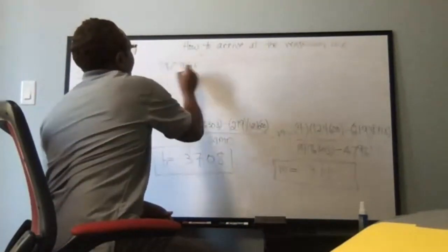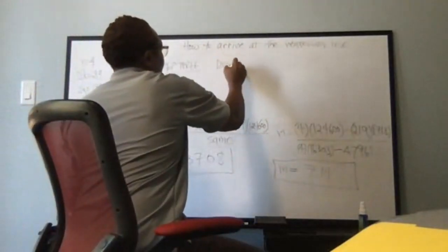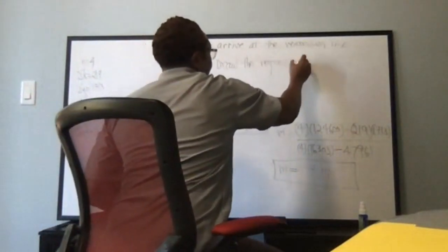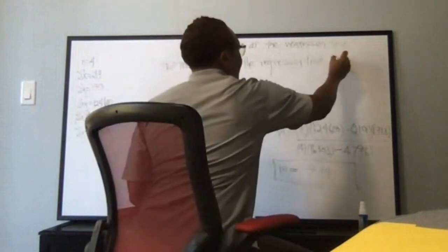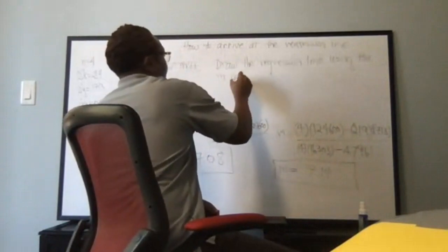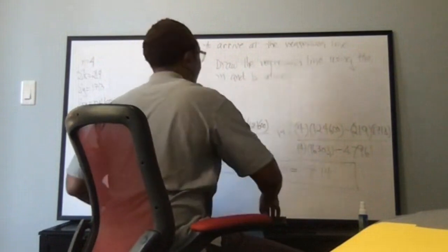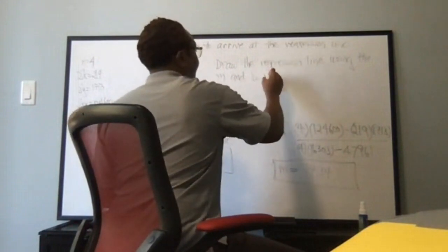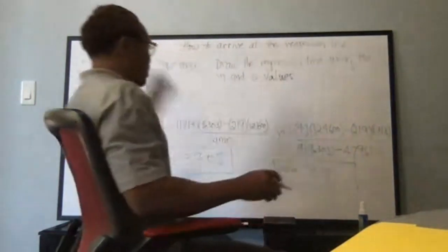Now step 3 says draw the regression line using the M and B values. Draw the regression line using the M and B values. Okay, so we're going to show how to do this.